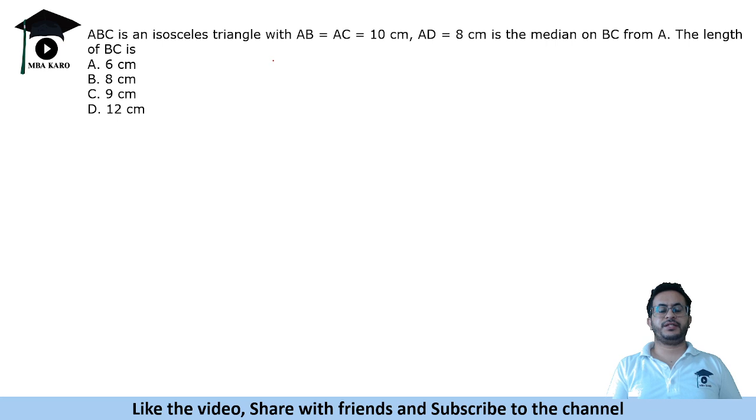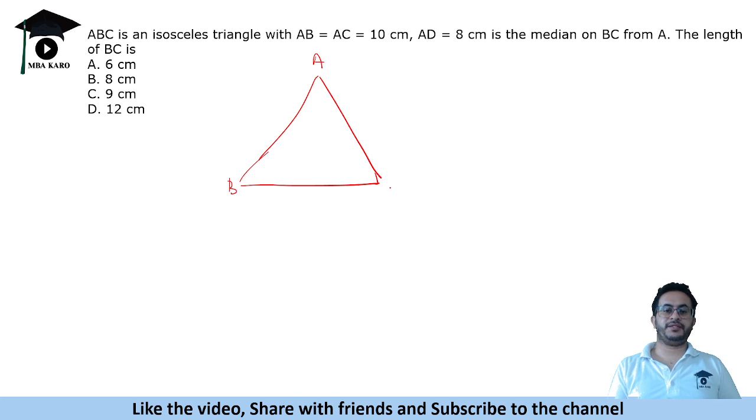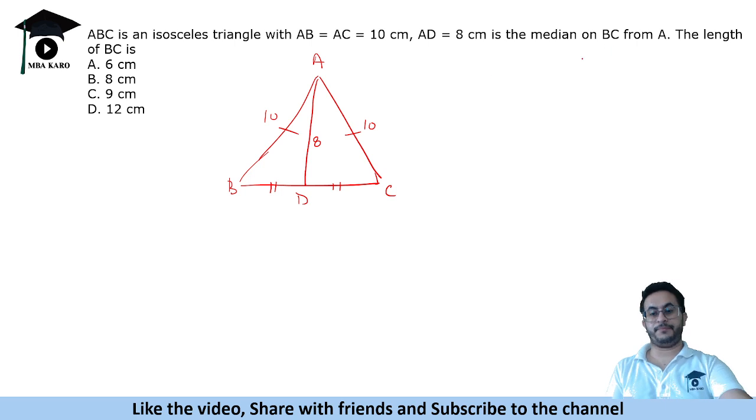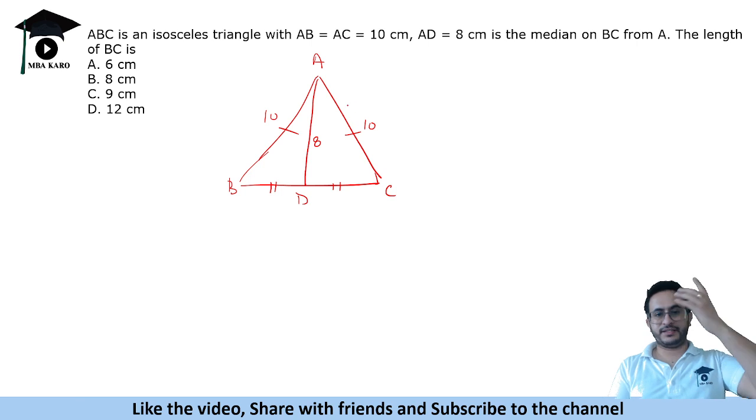ABC is an isosceles triangle with AB equal to AC equal to 10 centimeters, and AD equal to 8 centimeters is the median from A to BC. So we have this triangle. It's an easy question, just understanding the property. AB and AC are equal, which are 10 centimeters, and AD is the median. Median means it joins the vertex to the midpoint of the opposite side. Now AD is 8 centimeters. The property of median is that it meets at the midpoint.